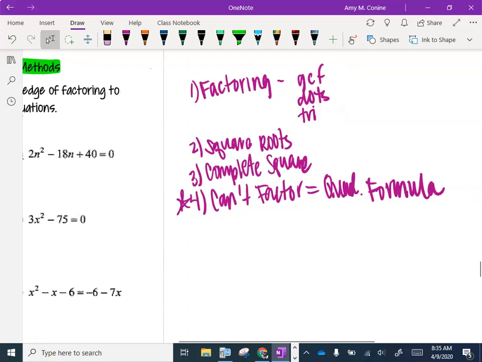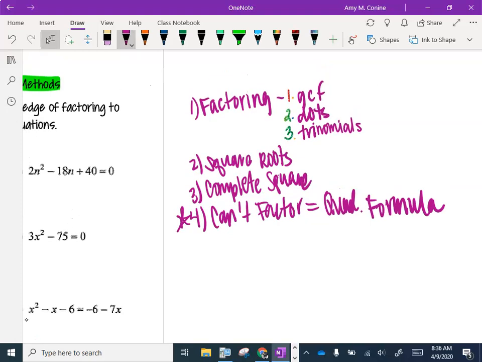First, what we've talked about is factoring. Now you have your list of factoring. You should look for GCF, difference of two squares, and then you should go into your trinomials. So you can go in and try to factor in that way.